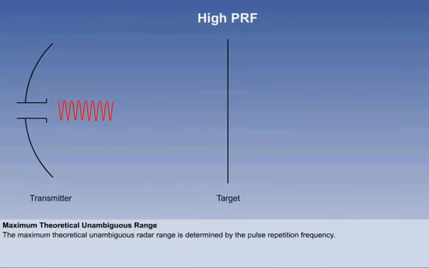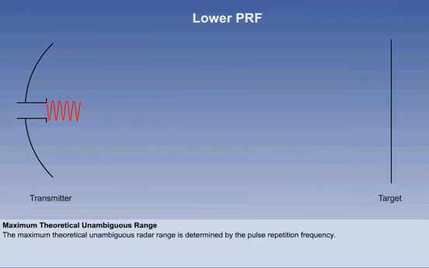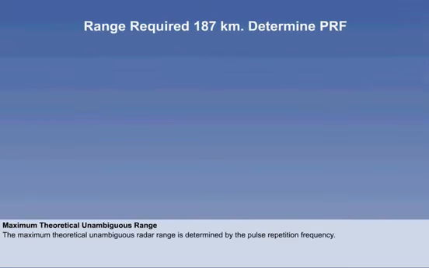The maximum theoretical unambiguous radar range is determined by the pulse repetition frequency. Each pulse must be allowed to go to its designed range and back before the next pulse starts. The greater the range required, the longer each pulse must travel out and back. Therefore, there must be fewer of them in each second. This is a lower PRF. For example, we want a radar range of 187 kilometers. What should the PRF be?